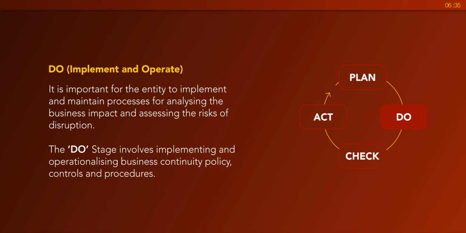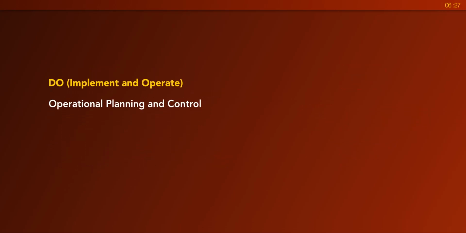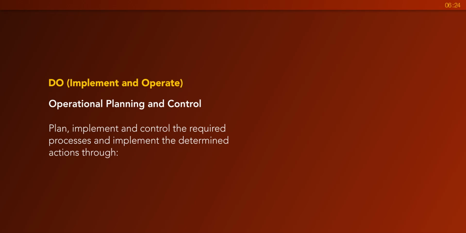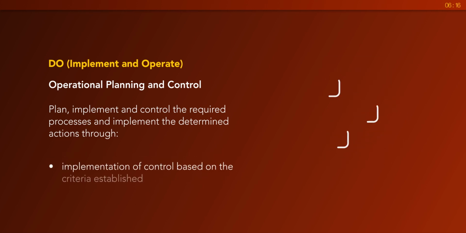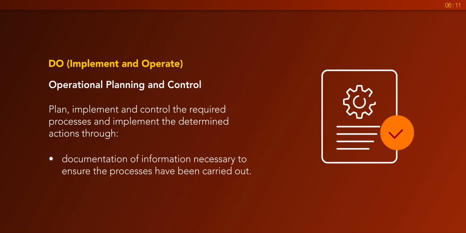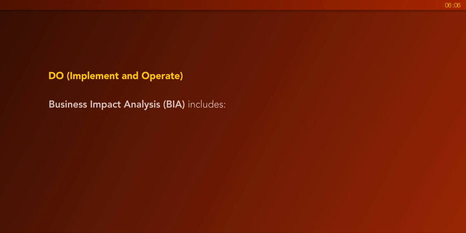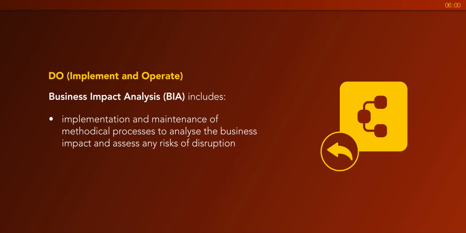The do stage involves implementing and operationalising business continuity policy controls and procedures. Operational planning and control: plan, implement, and control the required processes and implement the determined actions through establishment of criteria for the process, implementation of control based on the criteria established, and documentation of information necessary to ensure the processes have been carried out.